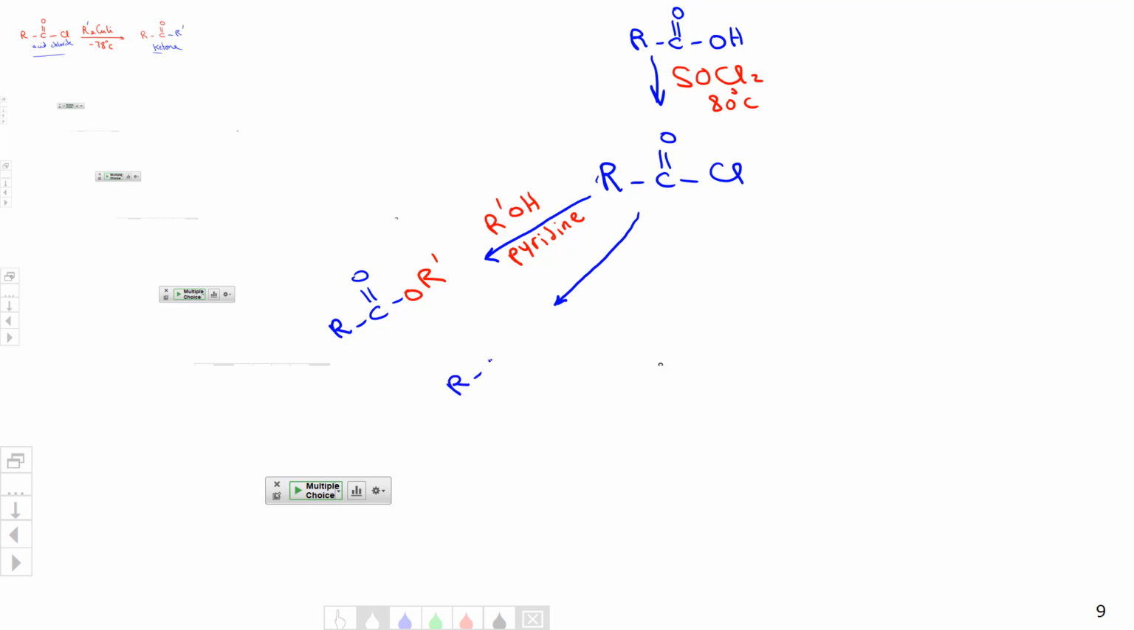I can also prepare an amide from the acid chloride. And I can use two equivalents in this case of NH3, or the amine, in the presence of pyridine. The first mole of the NH3 is to attack as a nucleophile. The second NH3 is to neutralize the HCl that's going to form.